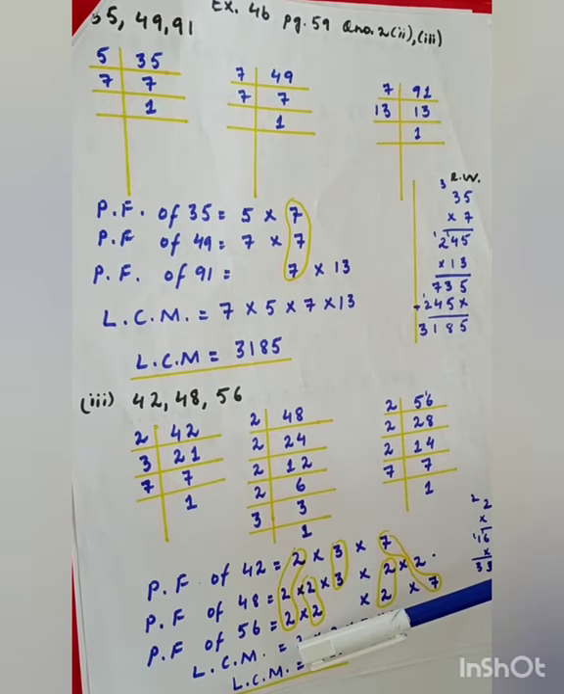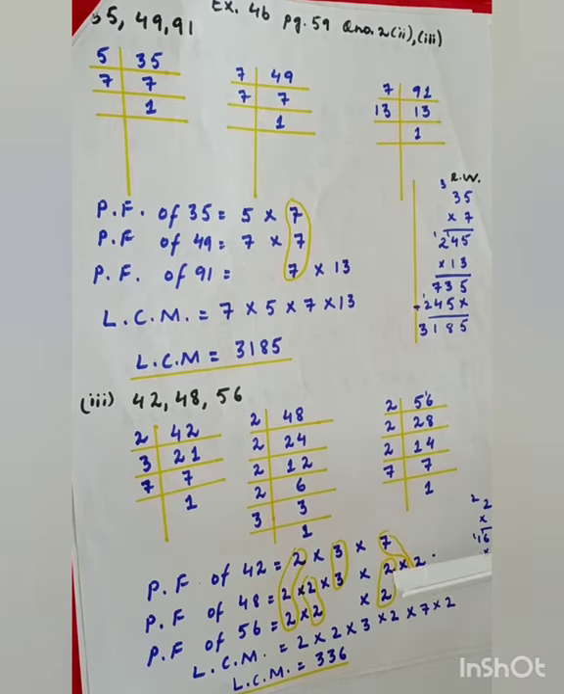So we will write it one time. Then 2 is common, we will write it one time. 3 is common, we will write it one time. 2 is common, we will write it one time. 7 is common, we will write it one time. Then the remaining multiples. So what are the remaining prime factors? It is 2, then you will write 2. Multiply this all together, we get 336.